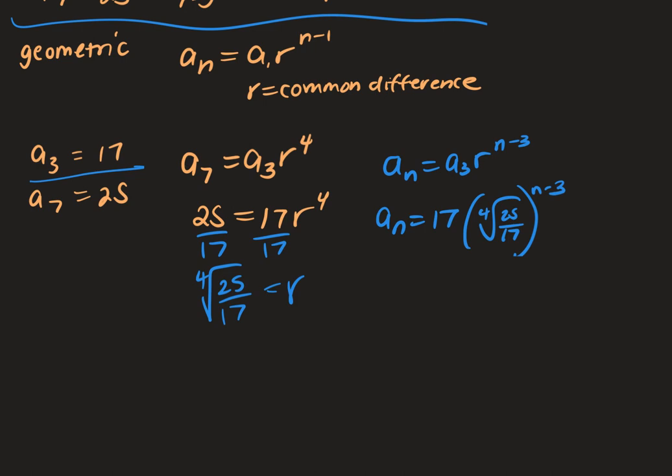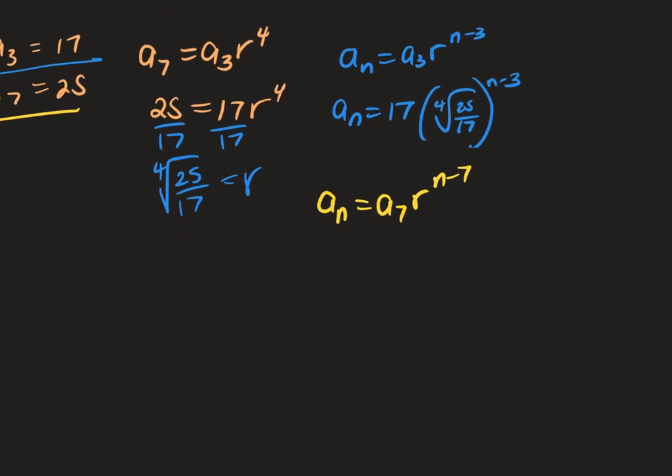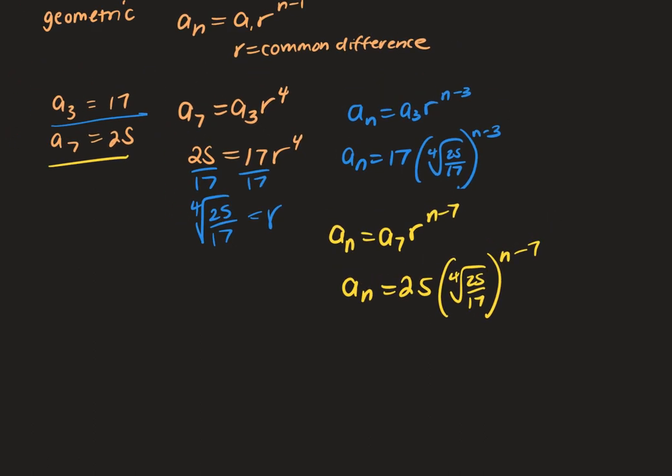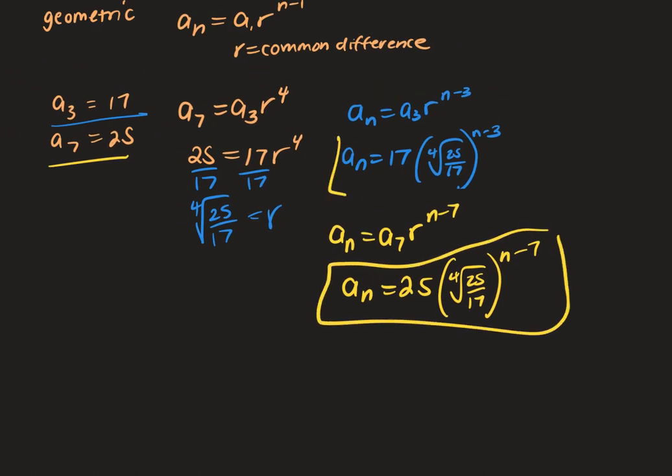Or I can set it up with A7. So AN would equal A7 R to the N minus 7. And it would be AN equals 25 times the fourth root of 25 over 17 to the N minus 7. So if it was open-ended, I would have taken either of those. If it is multiple choice, you're obviously looking for just one of those. If it's multiple response, both of those could work.